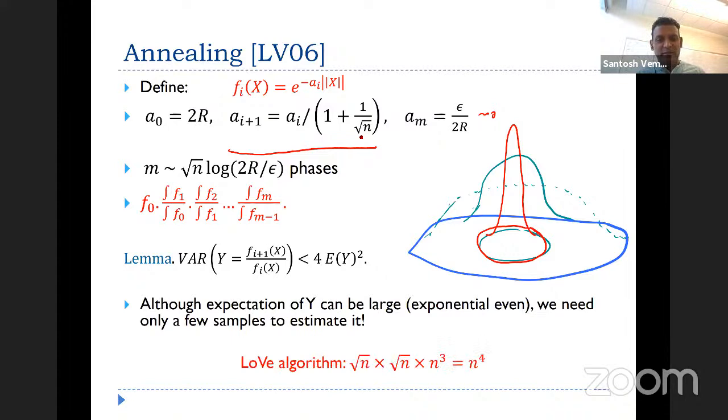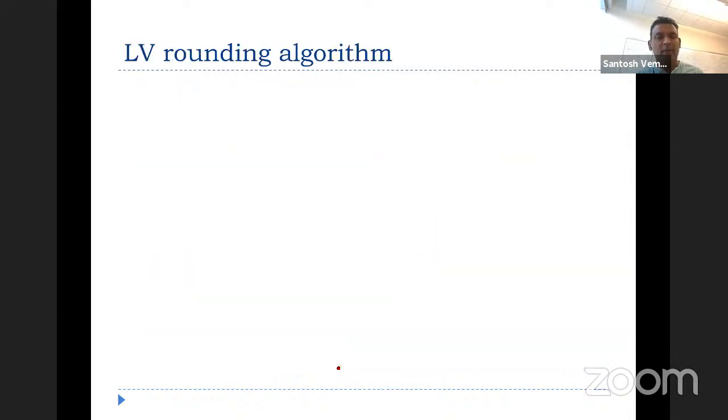Okay, so this is the algorithm we had in 2003, which basically used root n phases, root n samples per phase, and still n cube queries per sample, giving n to the 4. If you notice here, the total number of samples we're producing in the entire algorithm is only about n. And that appears to be optimal.